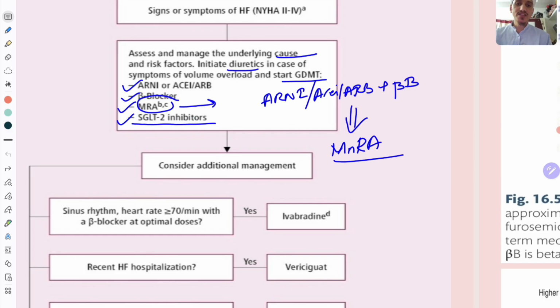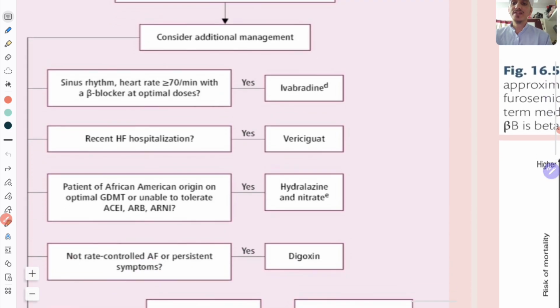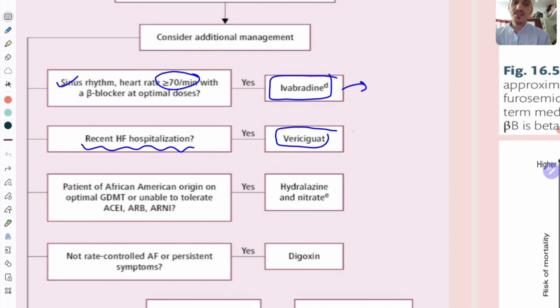Now next, how do you adjust? Consider additional management. For example, the patient is in sinus rhythm, but the heart rate, in spite of the maximum dose of beta blocker, or if beta blockers are contraindicated, is more than or equal to 70 beats per minute, you can use ivabradine. Ivabradine also has some evidence of reducing mortality in patients with heart failure. If the patient has a recent HF hospitalization, then you can use vericiguat. This is a guanylyl cyclase stimulator, which is found to reduce the rate of hospitalization in HF patients.